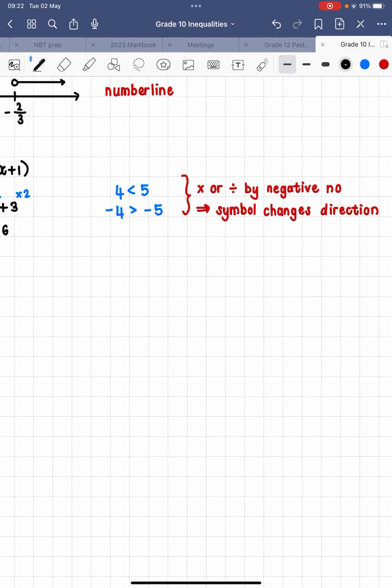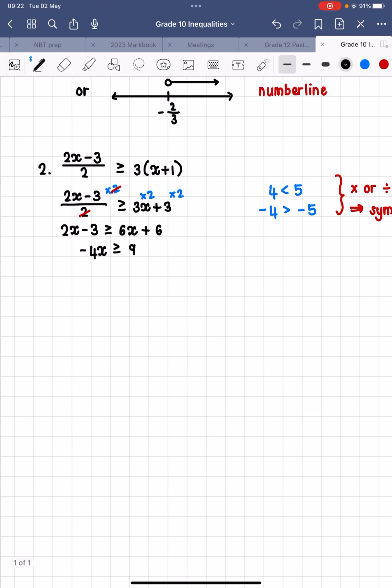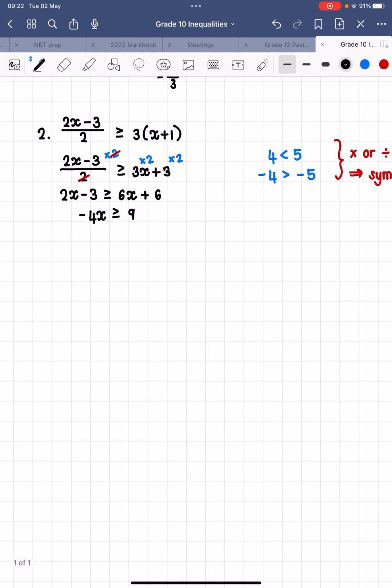All right, so now I have to divide by -4. So now I'm going to say x, and now instead of greater than or equal to, I now need to swap the symbol around. Smaller than or equal to -9/4. Okay, so let's just highlight that so that we remember what's happening there. This symbol has to change its direction when we are dividing by -4.